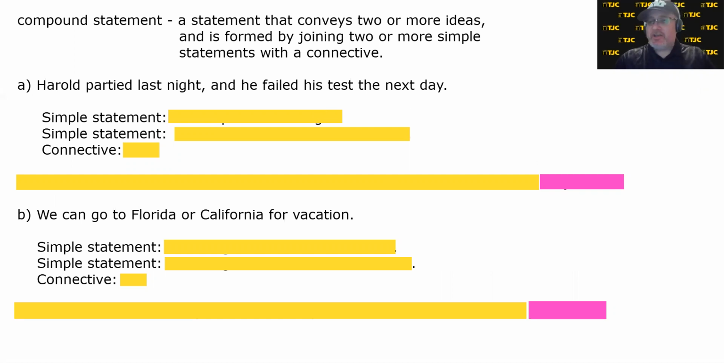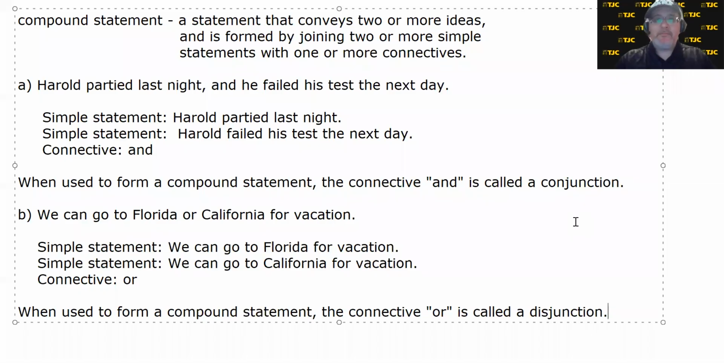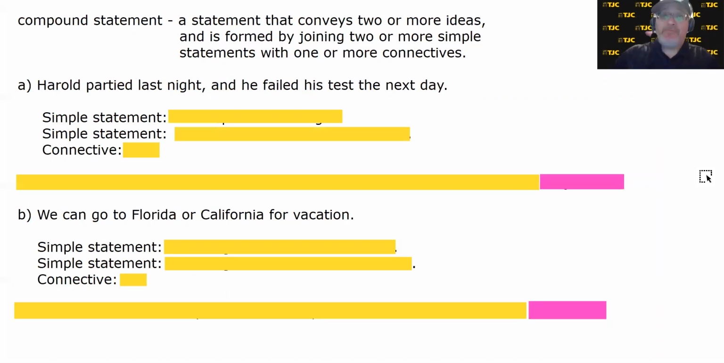And really, I should say, give me 1 second to fix that. Much better. A compound statement is a statement that conveys 2 or more ideas and is formed by joining 2 or more simple statements with 1 or more connective. Can't let that slide. Better, I think. A statement that conveys 2 or more ideas and is formed by joining 2 or more simple statements with 1 or more connectives. Rats, you weren't supposed to see everything under there. Oh well. Oh no, spoiler alert.